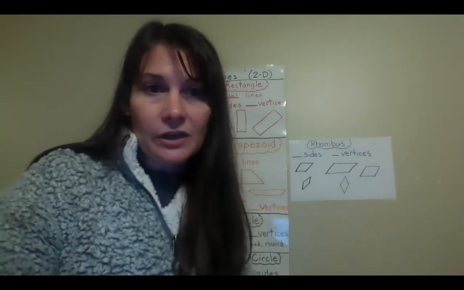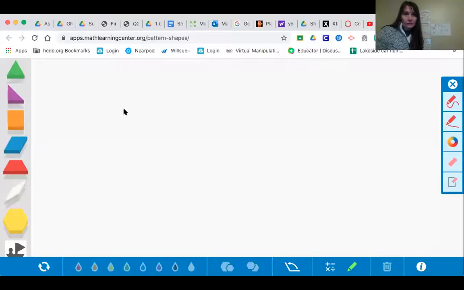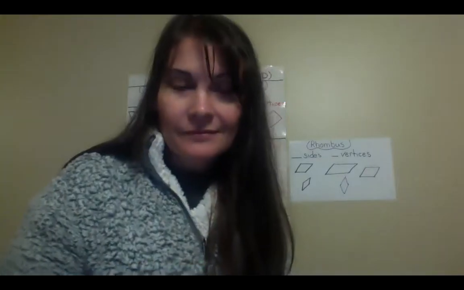I'm going to share my screen so that you can see a triangle a little closer up. Here, I have a triangle. Look at your triangle carefully. How many sides and how many vertices does it have? Remember, the vertices are the corners of the shapes. Great thinking.